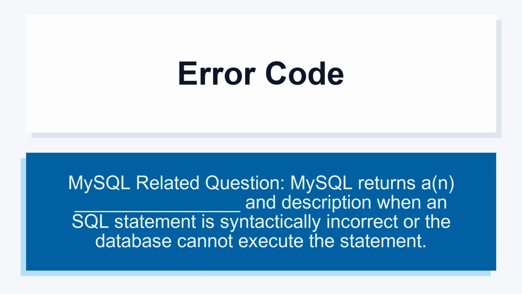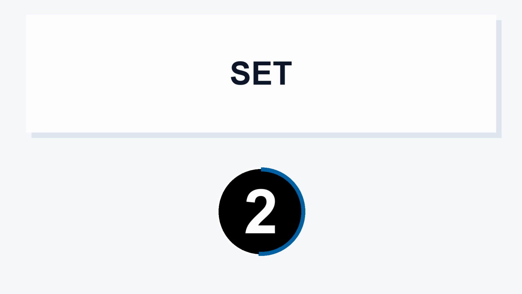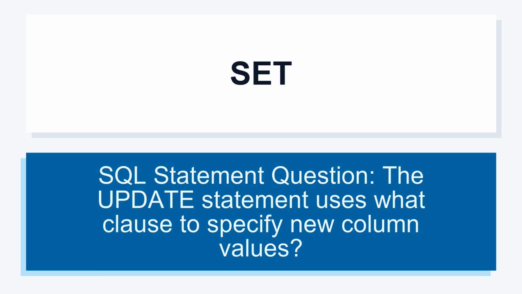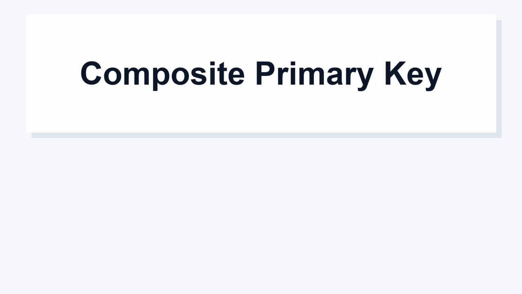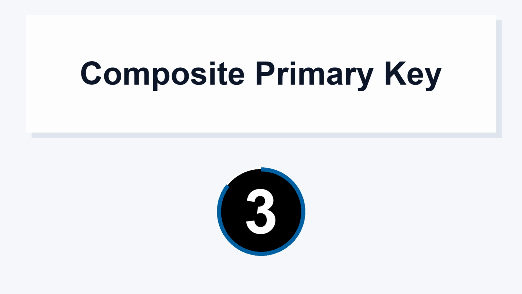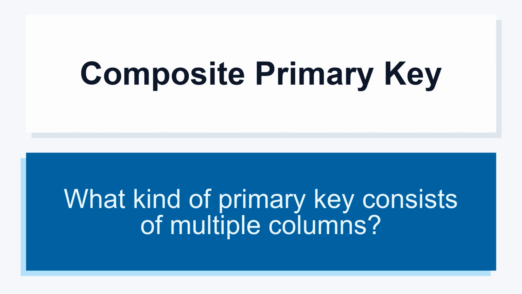MySQL related question. MySQL returns an ___ and description when an SQL statement is syntactically incorrect or the database cannot execute the statement. Set. SQL statement question. The update statement uses what clause to specify new column values? Composite primary key. What kind of primary key consists of multiple columns?